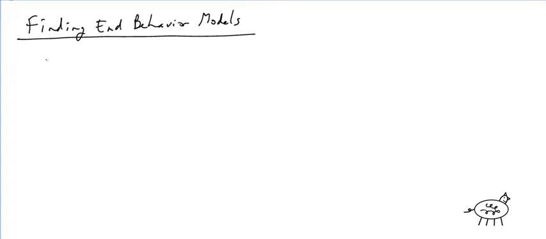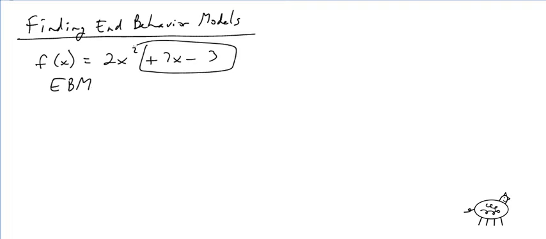I'm just kidding. If I give you f of x equals 2x squared plus 7x minus 3, I'm going to call this EBM, end behavior model. It's actually really easy. An end behavior model just means, like when we were finding the asymptotes before, when x went to infinity, this really doesn't matter as the number gets really big. So the end behavior model is really a power function for this one.